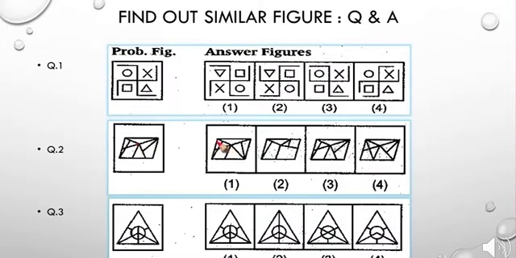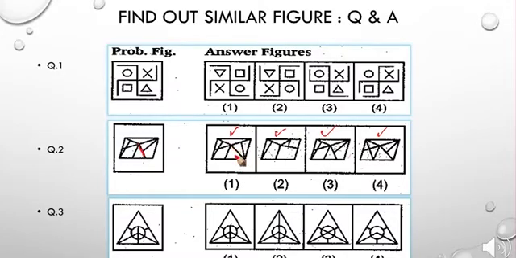Let's check about this line. This line is there in the first option. In the second option, this line is there. In the third option, this line is there. In the fourth option, this line is also there. So we can't make a differentiation. Let's check for this line.